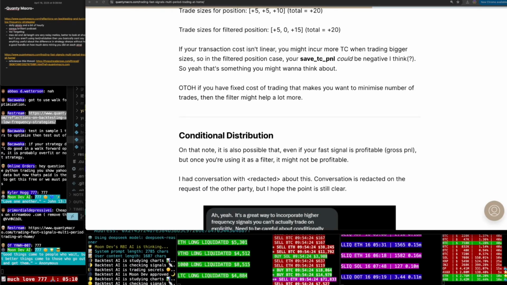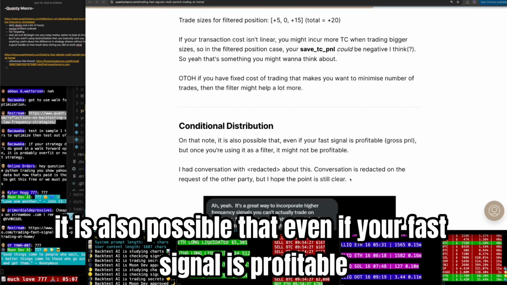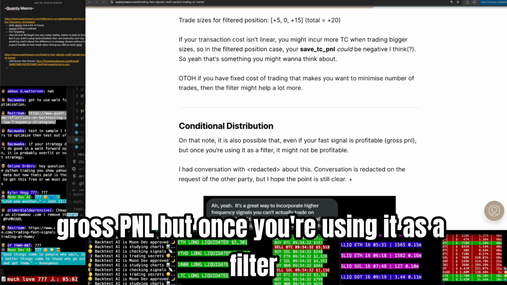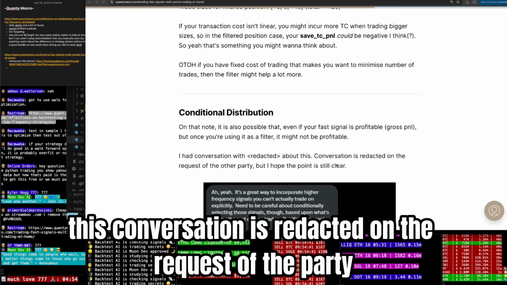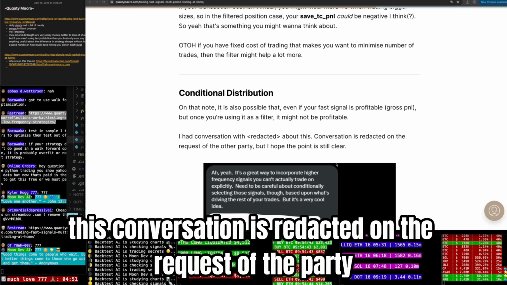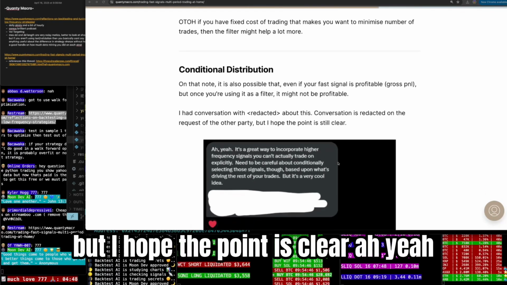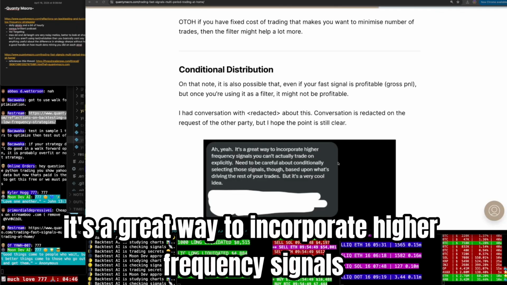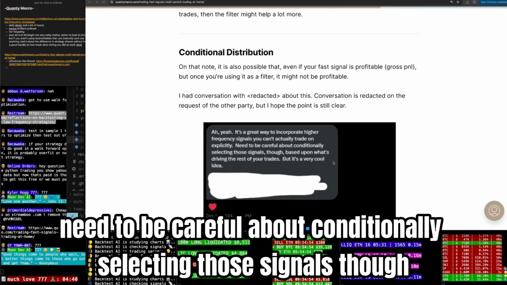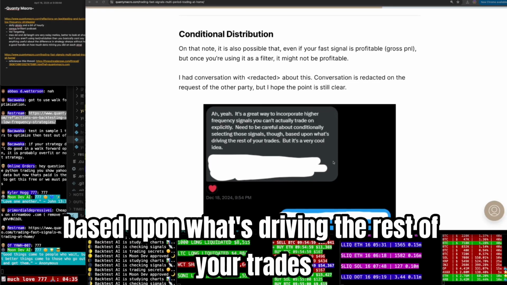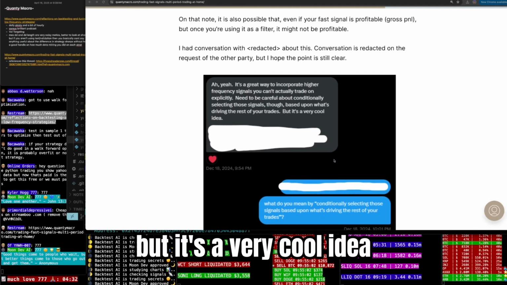Conditional distribution. On that note, it is also possible that even if your fast signal is profitable on gross P&L, once you're using it as a filter, it might not be profitable. I had a conversation with Redacted about this. The conversation is redacted at the request of the party, but I hope the point is clear. Yeah, it's a great way to incorporate higher frequency signals you can't actually trade on explicitly. Need to be careful about conditionally selecting those signals though, based upon what's driving the rest of your trades. But it's a very cool idea.